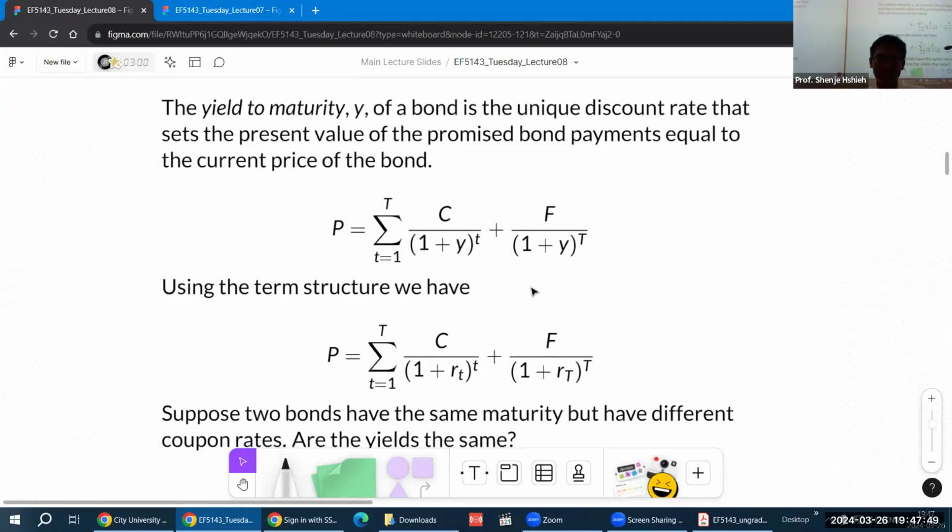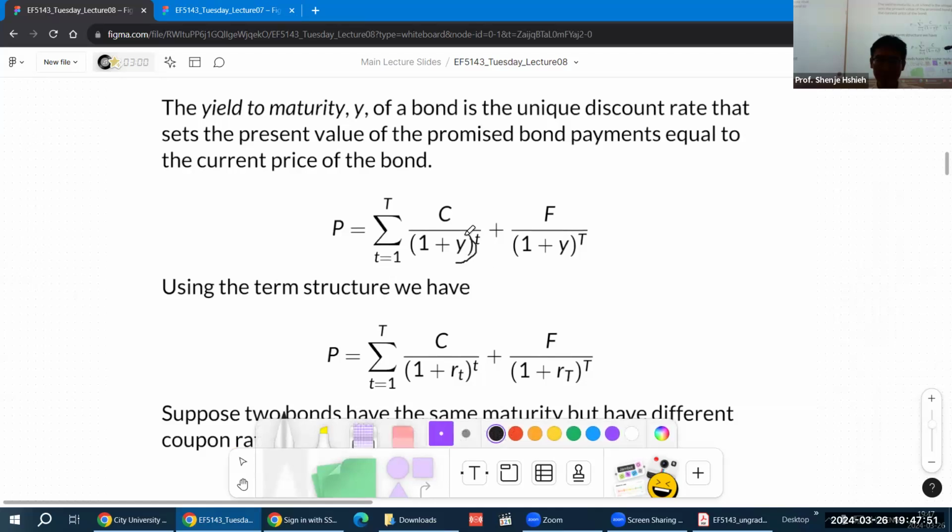All right, so the bond yield is simply the interest rate that satisfies this equation: price is equal to C discounted by that Y plus F discounted by Y, all the way, depending on where the cash flows are, from T to capital T. And you just solve for the Y that satisfies this equation.